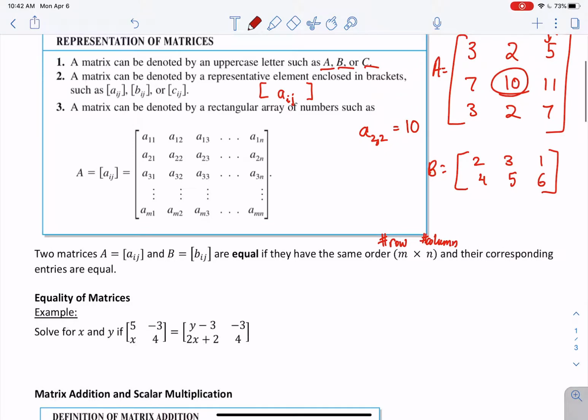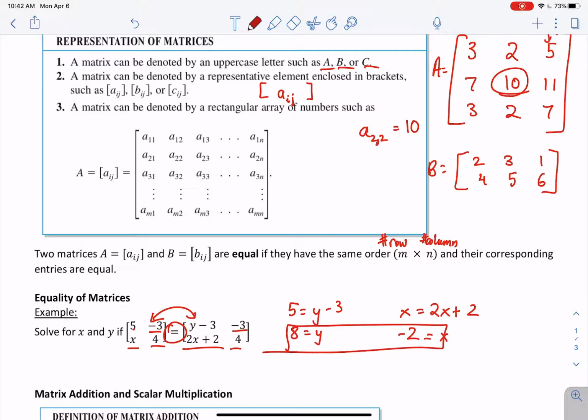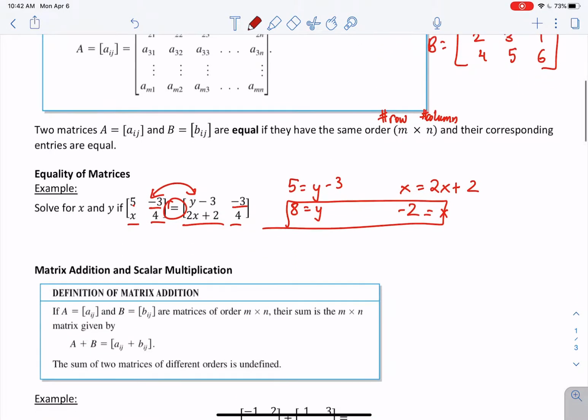So if we have matrices that are equal, for example, these two matrices, we're saying they're equal, then that means every entry needs to be equal to each other, which means -3 and -3, 4 and 4, that works. 5 needs to be the same as y minus 3, and x needs to be the same as 2x plus 2. So when I solve this, I get 8 equals y. I solve this, I get x equals -2. And so when x is -2 and y is 8, these two matrices will be equal. That's a simple solving kind of problem.